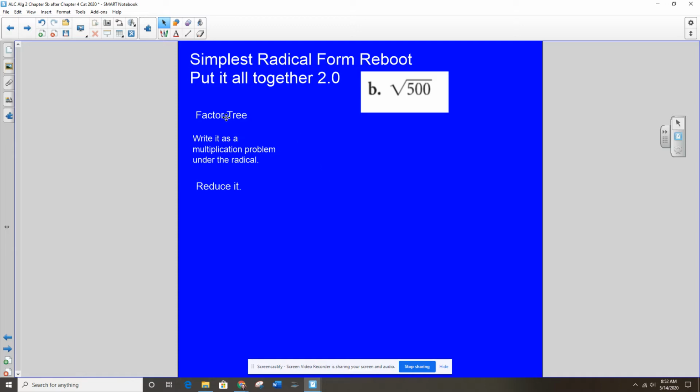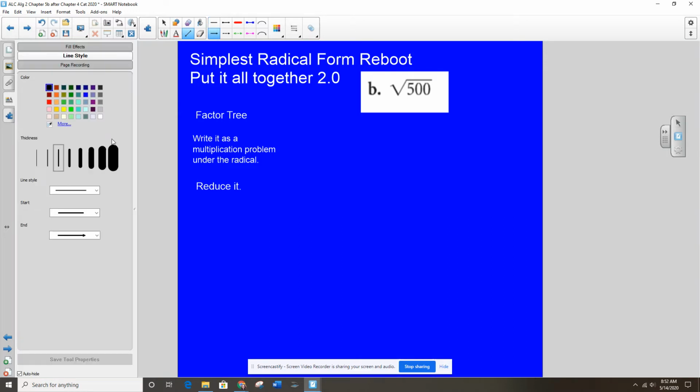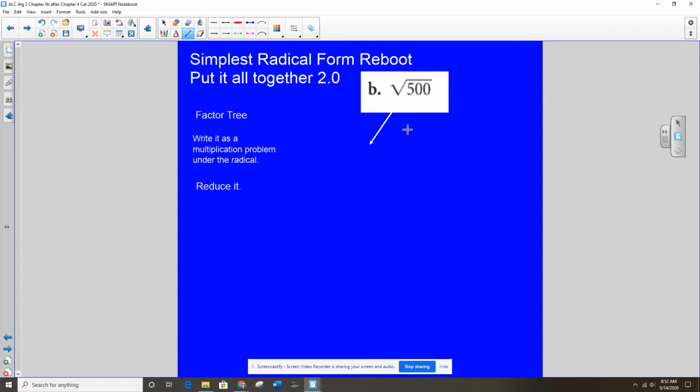We're going to follow the 3 steps: factor tree, write it as a multiplication problem under the radical, and then reduce it. So as we go along, we're going to ask you some questions in hopes that you can pick up a few points along the way. All right, so first thing we're going to do is break down 500. You're going to have to ride this train with me because I'm going to make a lot of the choices and then you're going to tell me what comes next.